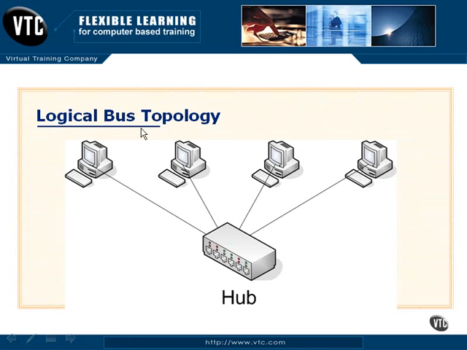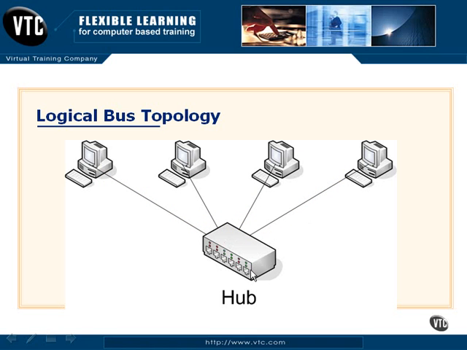Logical bus is very similar to physical bus in that when computers communicate, each time they send their data out onto the wire, all of the other computers get to see that data. The computers also have to compete for network access. So if this computer is sending information through the hub, all of these other computers will have to wait their turn until that computer is finished communicating.